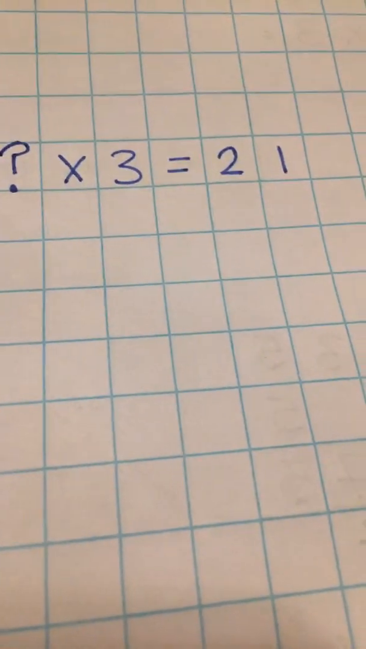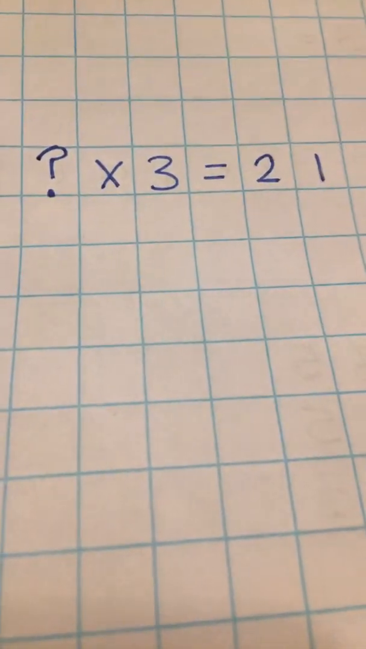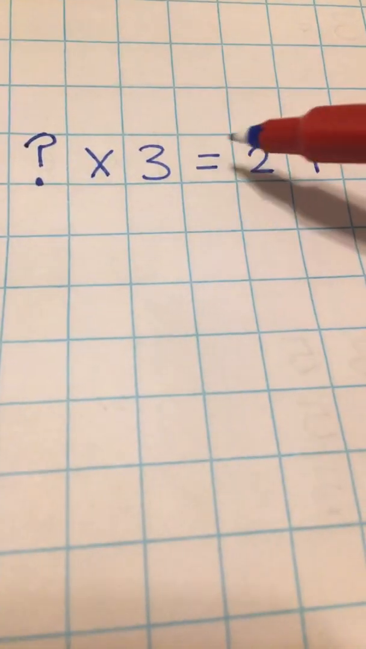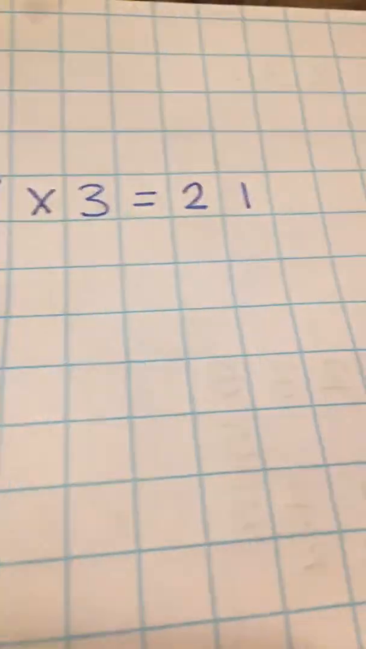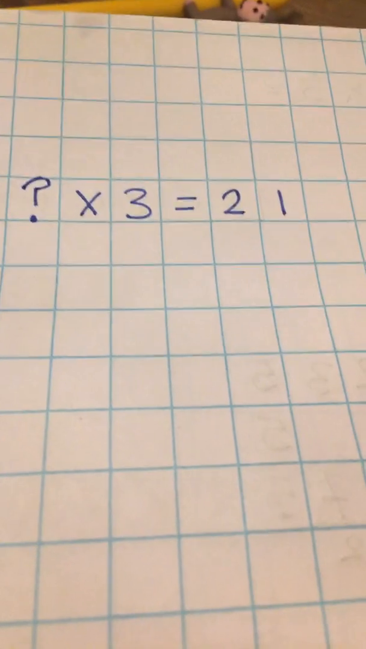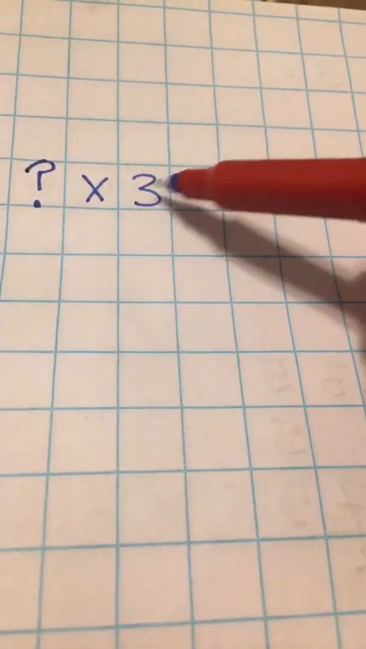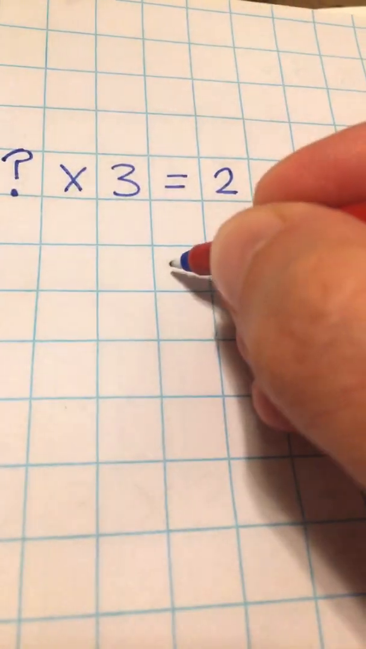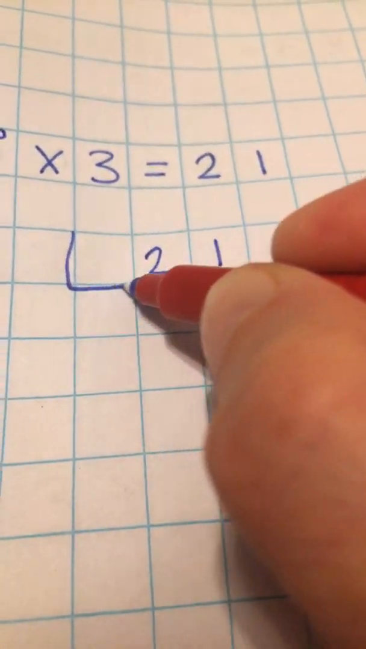Quite often children get stuck when they see a missing number anywhere else but after the equal sign, because we're not always used to seeing them like that. But by just changing that into a bar drawing, it makes life a lot easier. So we can see that so many lots of 3 is making 21. So 21 is our grand total, if you like.